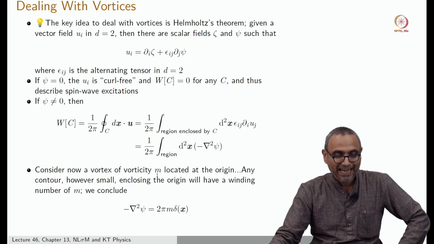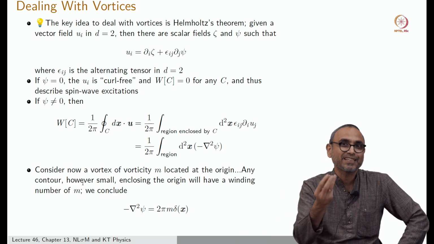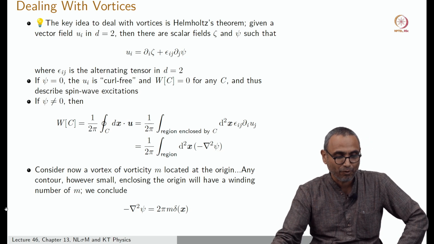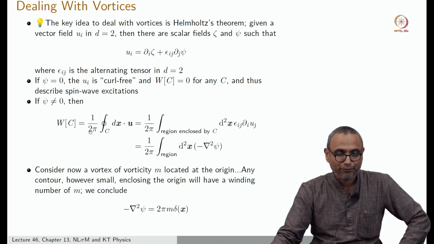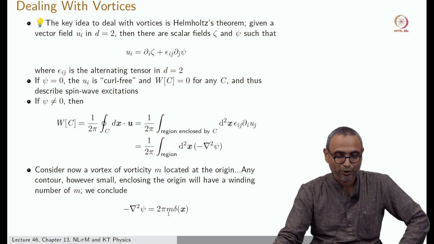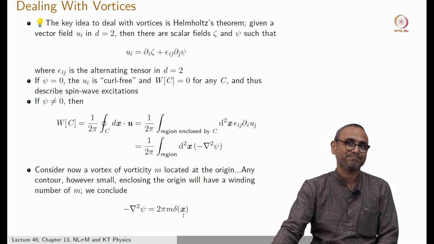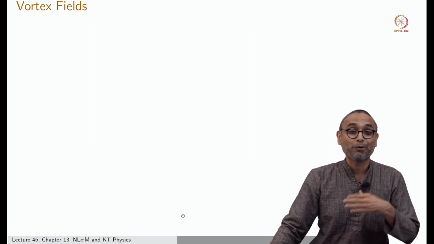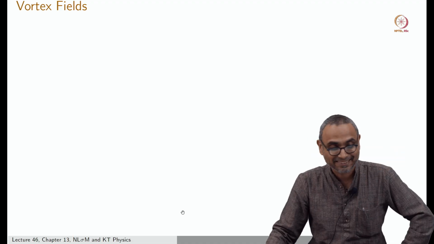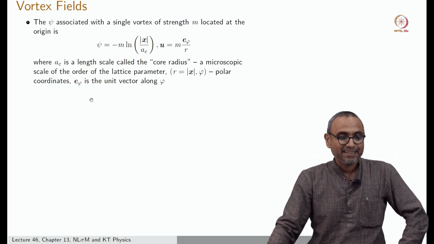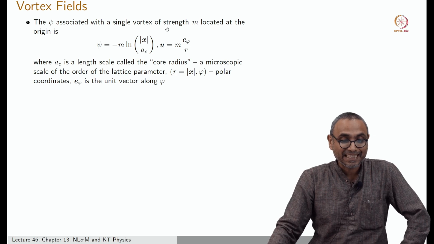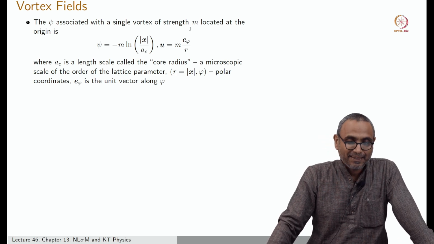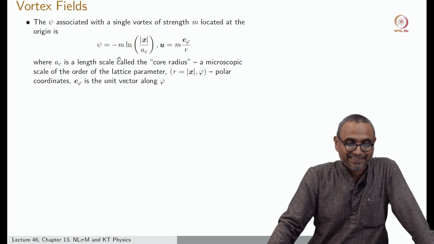If there is a vortex of vorticity m located at the origin, any contour however small enclosing the origin will have a winding number m. So if I now use this equation, it will force me to conclude that del square psi is equal to 2 pi m times delta of x. So this kind of psi will allow me to characterize vortex fields, right? So the psi associated with a single vortex of strength m located at the origin is this.